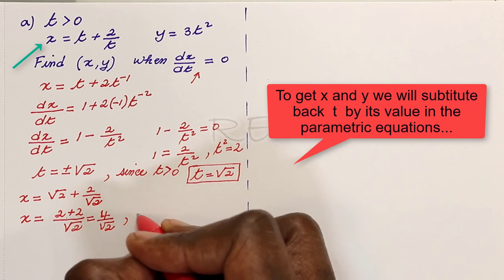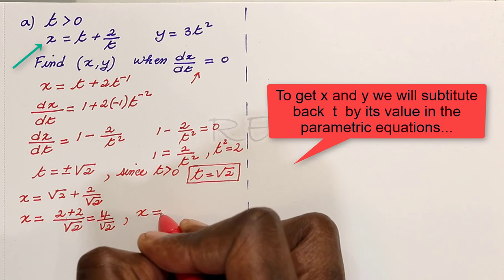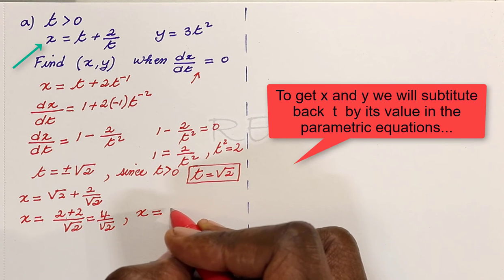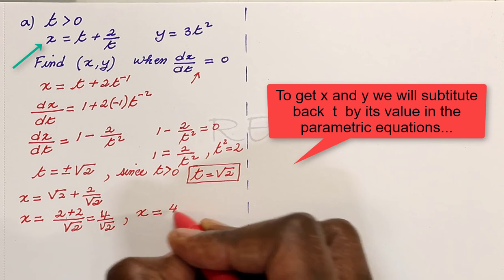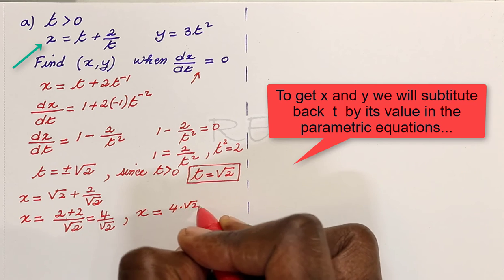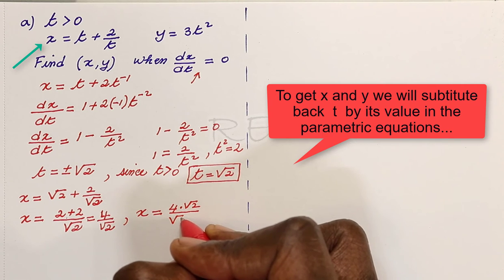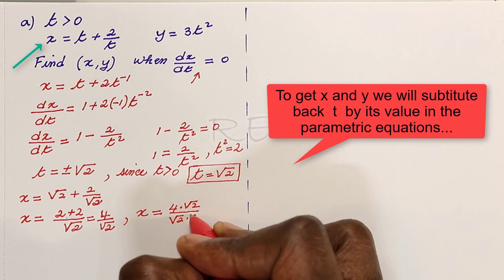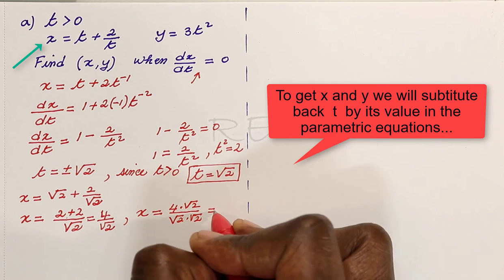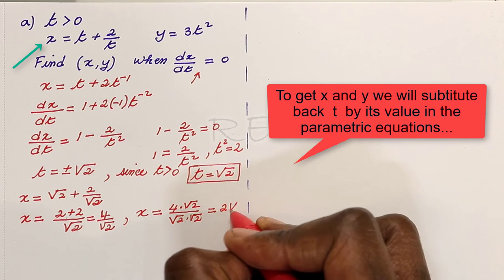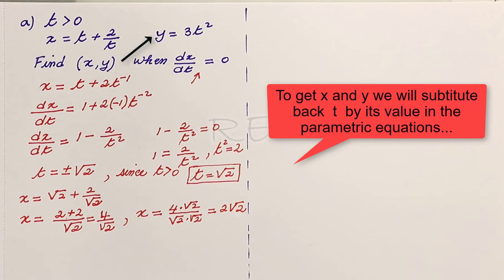Rationalize the whole thing. We'll get x equal to 4 square root of 2 divided by 2. Square root of 2 times square root of 2 will be 2. Ultimately, when we divide by 2, we'll get x equal to 2 square root of 2.